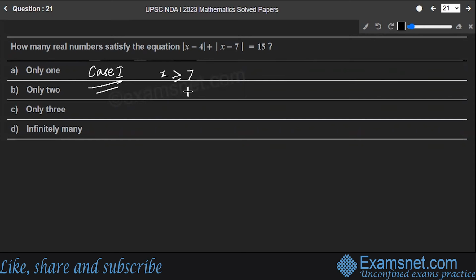Then this whole equation will become x minus 4 plus x minus 7 is equal to 15. 2x is equal to 26 or x is equal to 13. All right, so second case.